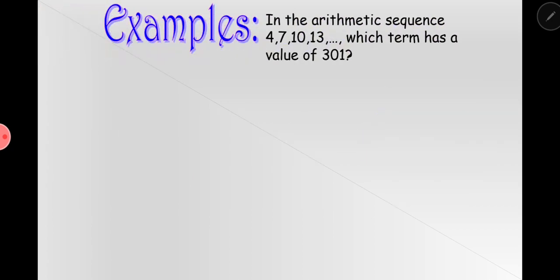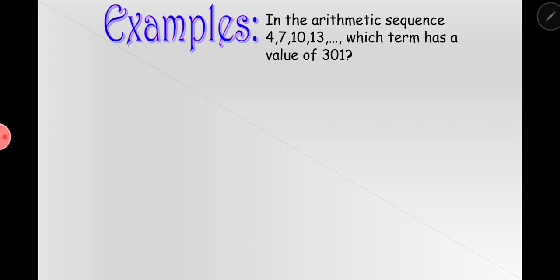Another example, in the arithmetic sequence 4, 7, 10, 13, which term has a value of 301? So kung magmano-mano ka na i-add mo, kailan mo pa kaya makukuha, kailan ka pang matatapos para makita mo kung pang ilang term si 301? Tama? 4 plus 7, 10, 13. Alam mo na 3 ang difference. Plus 3, 16, plus 3, 19, plus 3, 22, di ba?